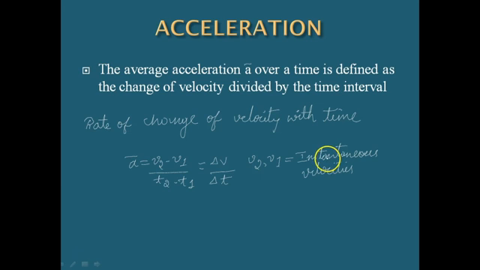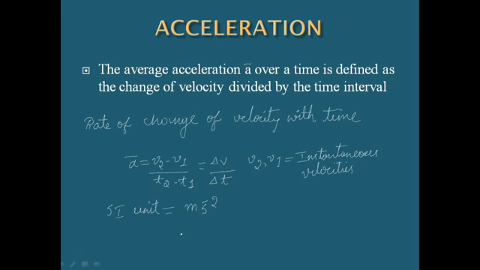It is the average change of velocity per unit time. This average acceleration is average change of velocity per unit time. Okay, and the SI unit for this acceleration is given by meter per second square. The SI unit of velocity is meter per second and this time is again second. So it gives meter per second square.